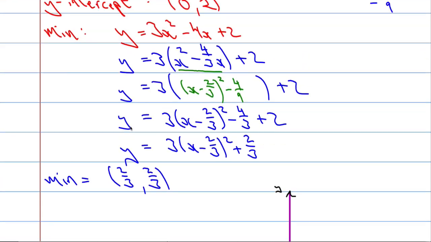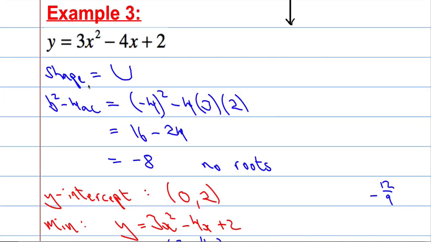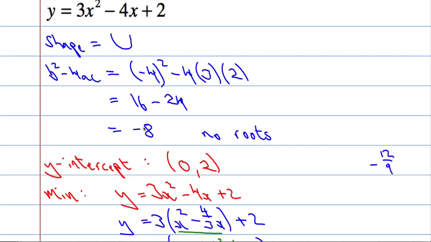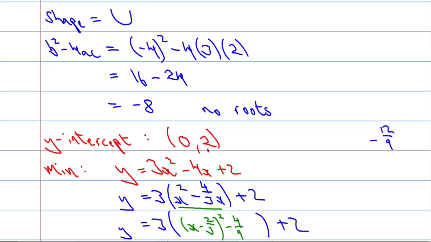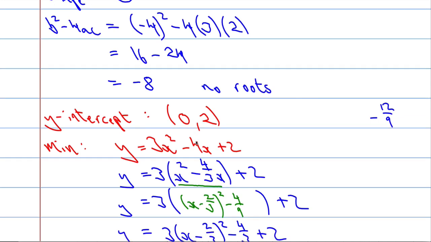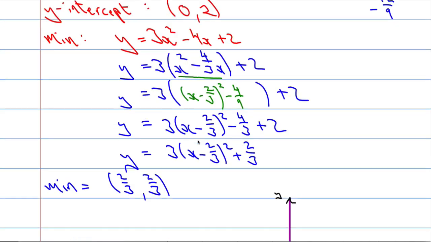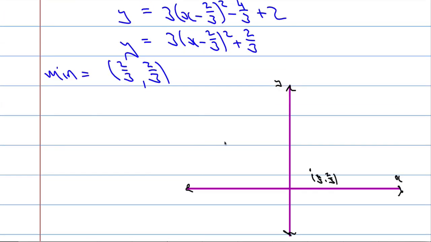What else do we know? We know that it's a U-shape. I know that it's got no roots, so it's not going to cross the x-axis, and I know that the y-intercept, or where it crosses the y-axis, is 0, 2. So now I can sketch the graph.